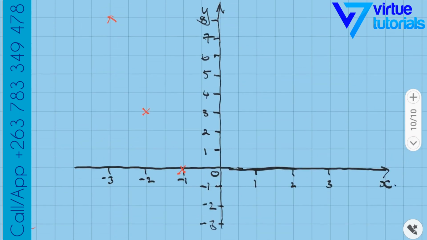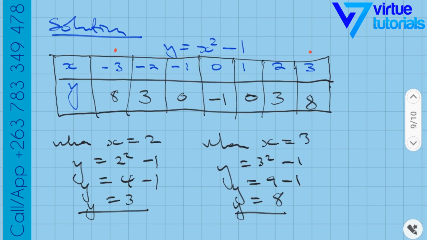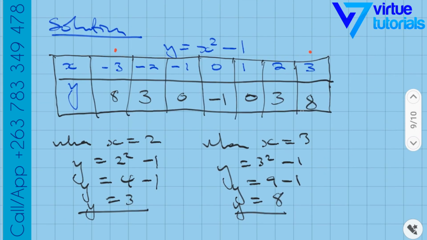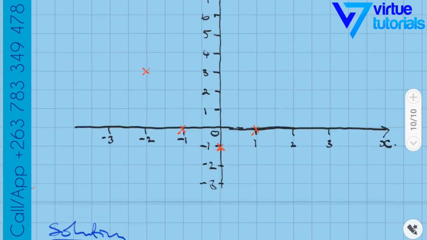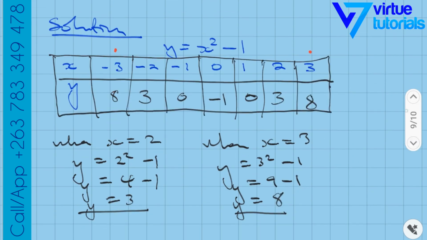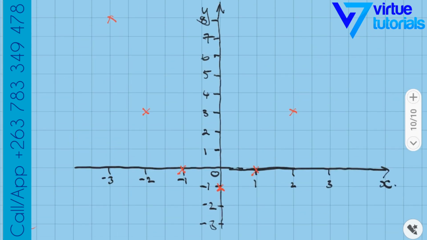So 0 and minus 1, we mark our point there. 1 and 0, we mark our point there. 2 and 3, we mark our point there. And then 3 and 8, we mark our point there. So these are our points for our curve.